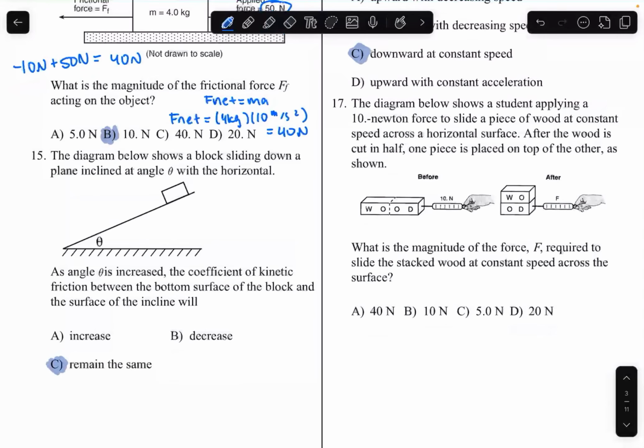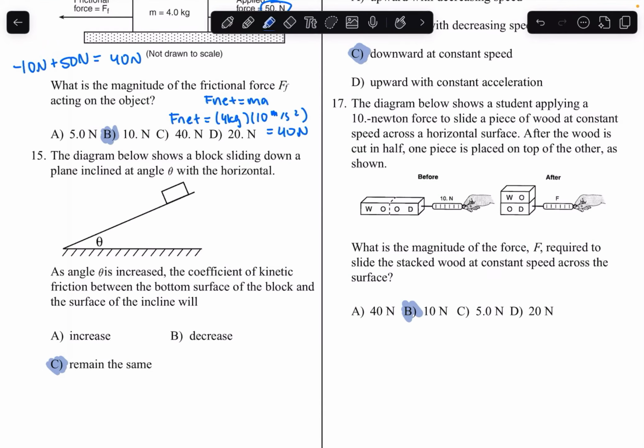17. The diagram below shows a student applying a 10 Newton force to slide a piece of wood at constant speed across a horizontal surface. After the wood is cut in half, one piece is placed on top of the other as shown. What is the magnitude of the force F required to slide the stacked wood at constant speed across the surface? So this is going to be B, 10 newtons.